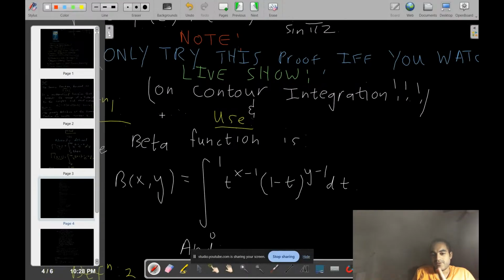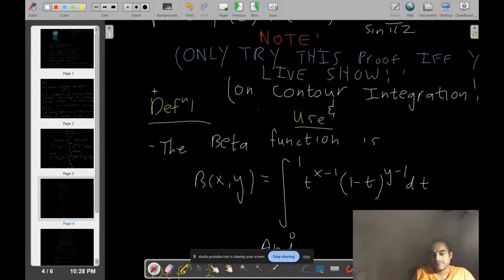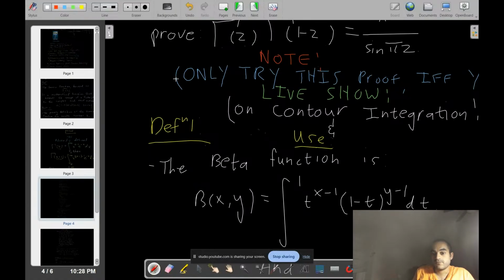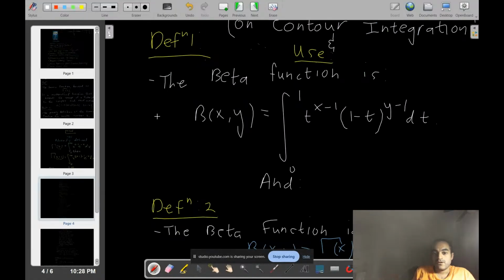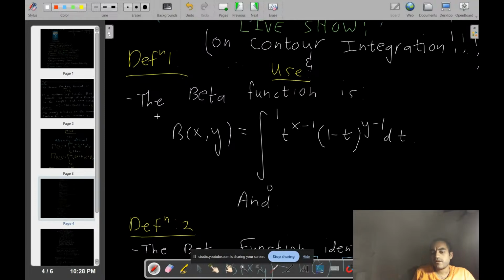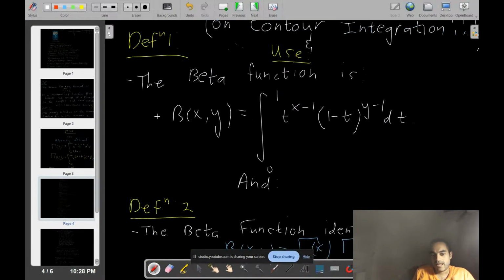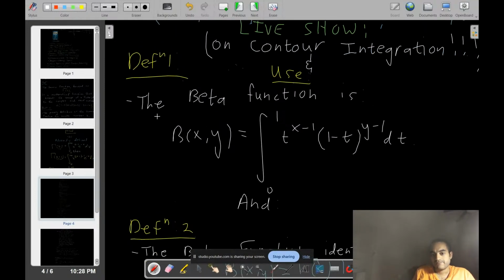Right. So as I said, you better have watched my other live shows on the beta function, and then the one on the gamma function, and on contour integration. It makes you understand it in really deep detail in order to do this proof. Another thing, as I mentioned, it's probably still better to watch one of the other videos on the beta function, but I also gave you a hint to use. You need to know what the beta function is.